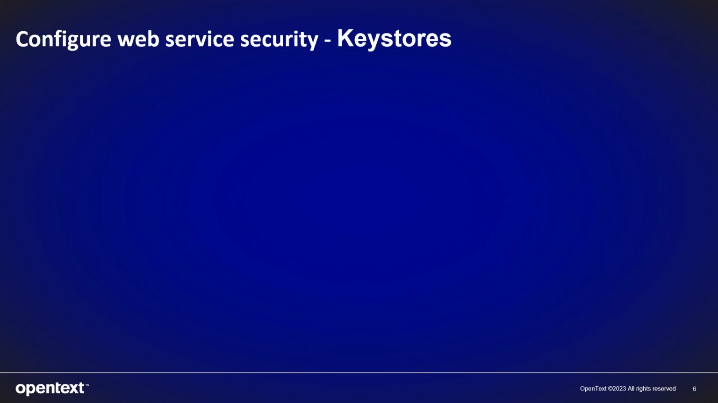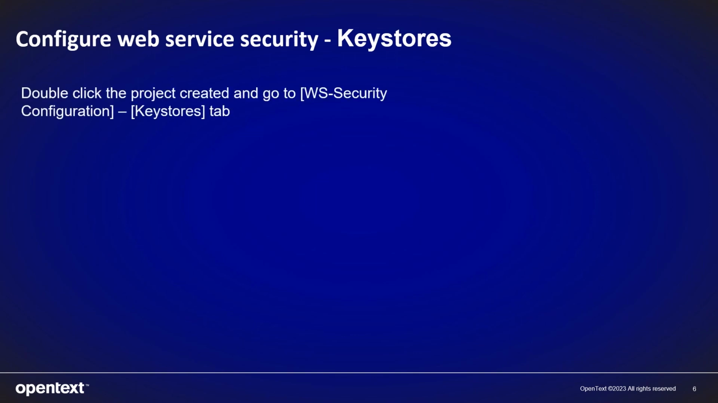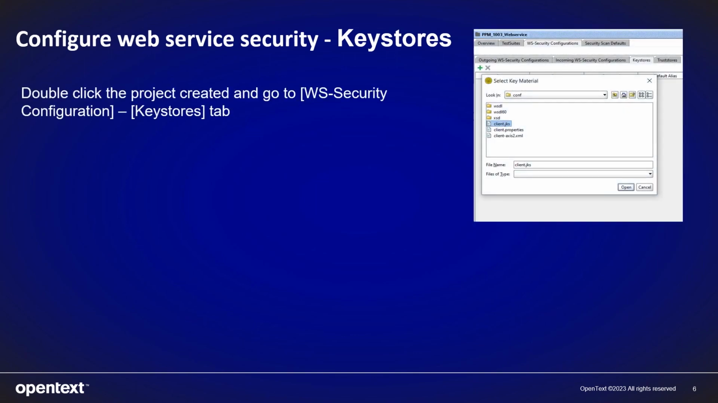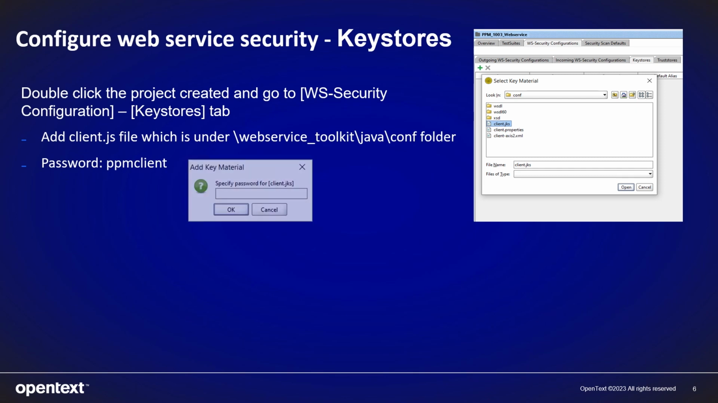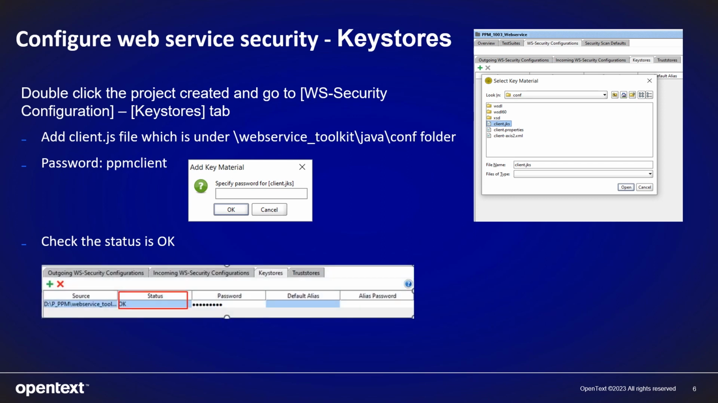We need to configure the security part. Double-click the project created and go to Web Service Security Configuration, Keystores tab as shown at the right side. Add client.jks with the password ppm client. Check if the status is showing OK. If it is, then it means Keystores is set correctly.